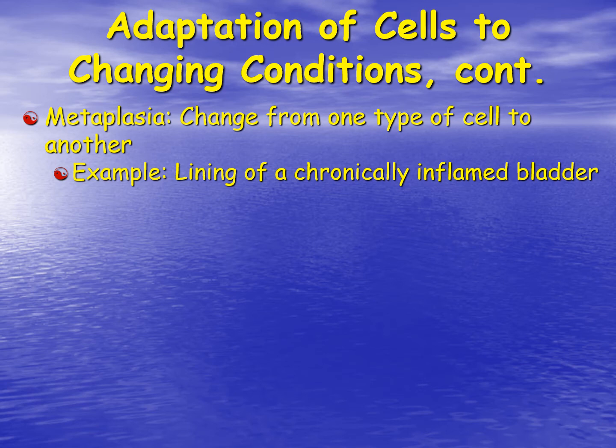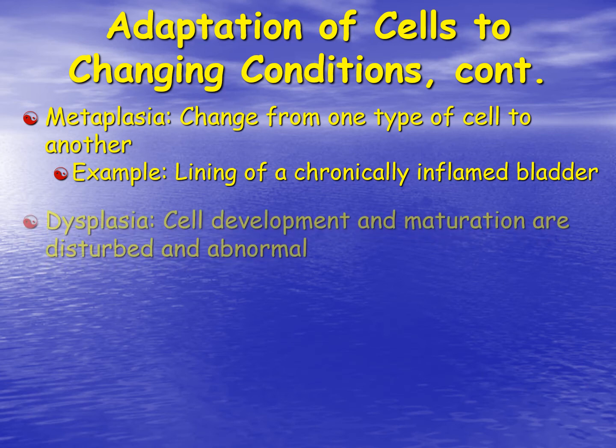For example, a chronically inflamed bladder, the transitional epithelium typically will do one of two things. It will either completely degenerate and scar, or it will actually convert to oftentimes a more stratified squamous epithelial tissue that does not have the stretchability that the transitional epithelium does.